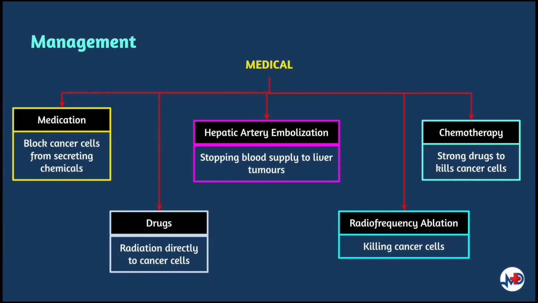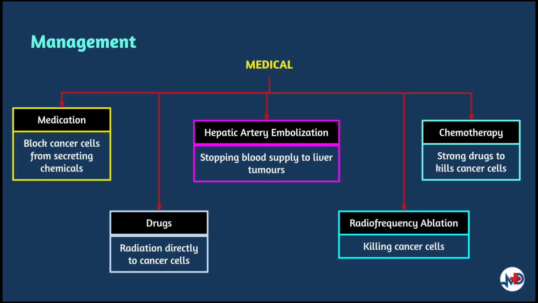As for management, medications are provided to block cancer cells from secreting chemicals. Injections of the medication octreotide and lanreotide may reduce the signs and symptoms of carcinoid syndrome, including skin flushing and diarrhea. A drug called telotristat can be combined with these drugs to control diarrhea caused by carcinoid syndrome. Apart from that, one could also use drugs that deliver radiation directly to the cancer cells.